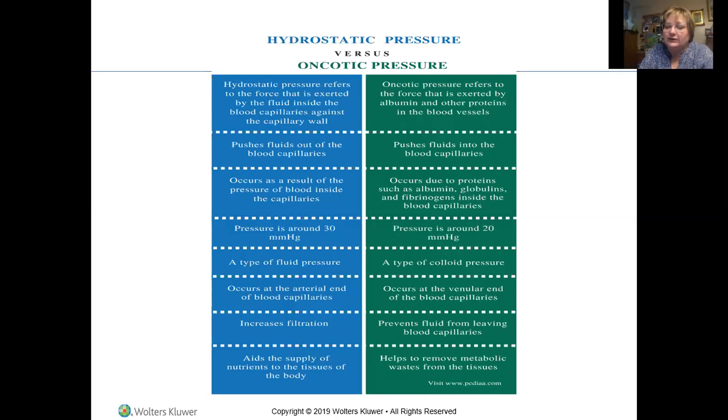So hydrostatic pressure is a type of fluid pressure, related to blood pressure. On the other side, colloid pressure is a pressure created by different proteins, such as albumin. This occurs on the venous side of the capillaries. It prevents fluid from leaving blood capillaries, and it helps to remove the metabolite waste from the tissues.